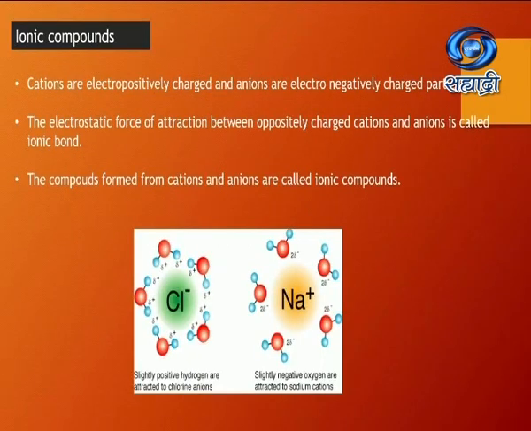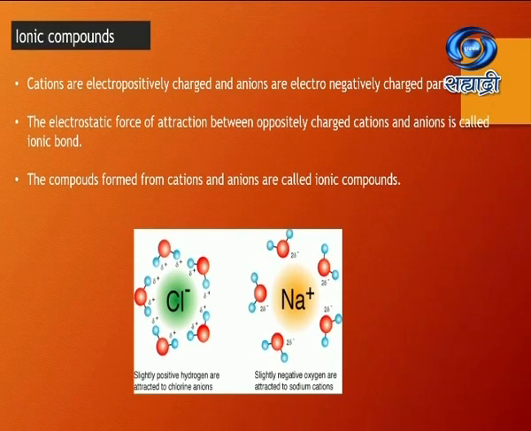Students, now let us see what are ionic compounds. In the previous reaction, we have seen the reaction of metals with nonmetals. When metals react with nonmetals, they give ionic compounds. The cations are positively charged and anions are negatively charged particles. The electrostatic force of attraction between oppositely charged cations and anions is called an ionic bond. The compounds formed from cations and anions are called ionic compounds.